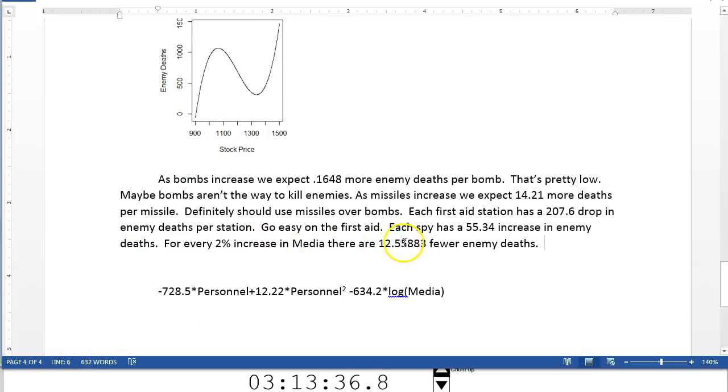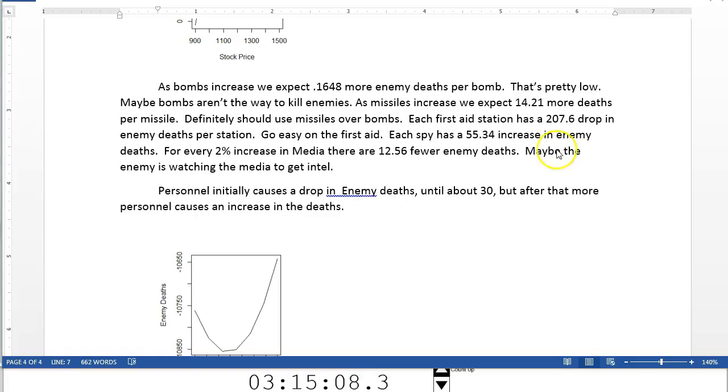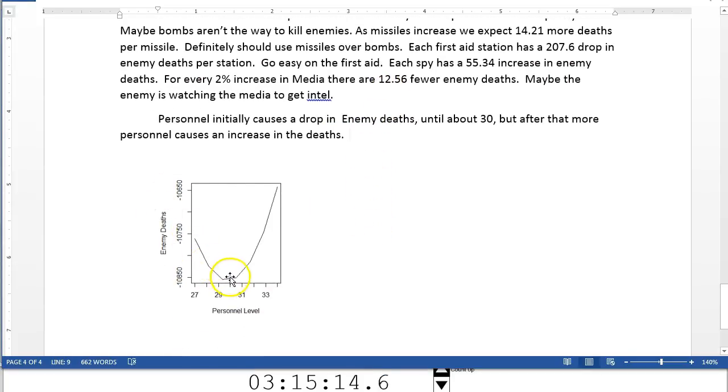It looks to me like the enemy must be watching the media. That's an obnoxious number of decimal points. How about that? All right, personnel's left. And I'm going to put a little note here talking about why I think media acts that way. Personnel, I'm noticing the drop there, and then the increase. Could there be a reason why?